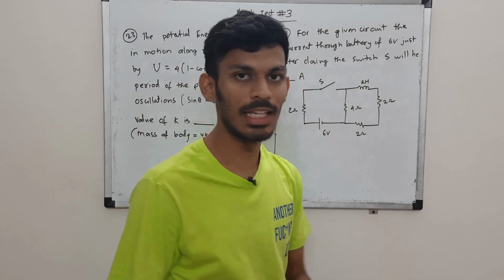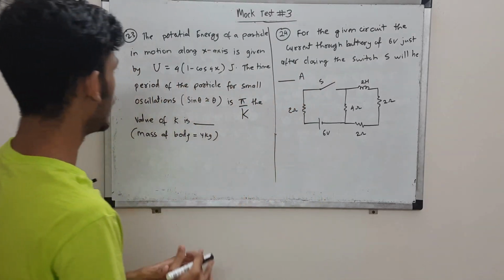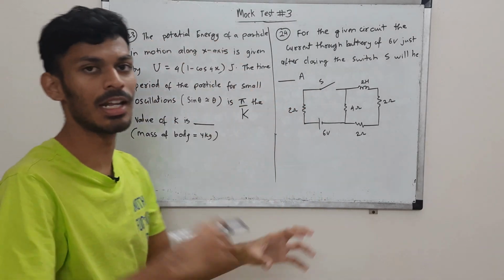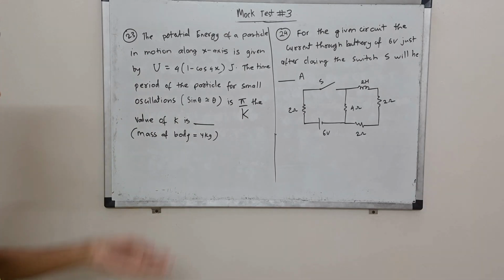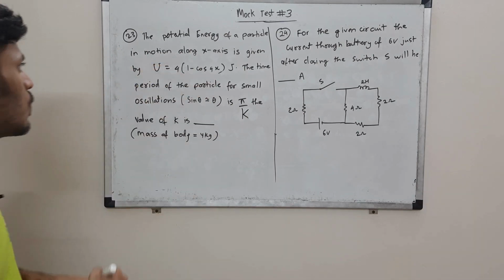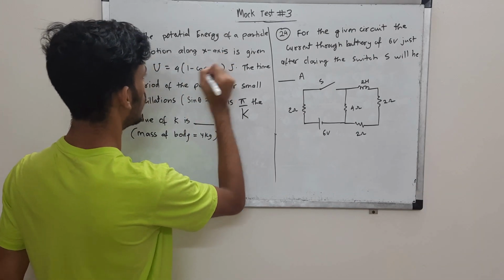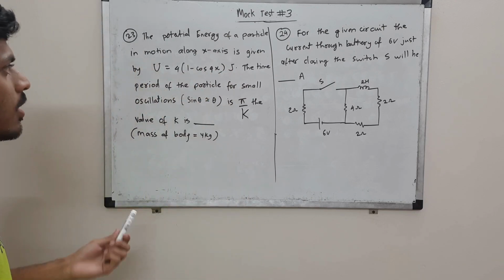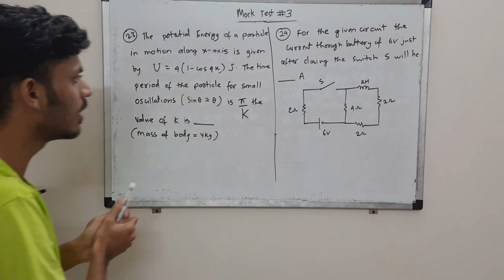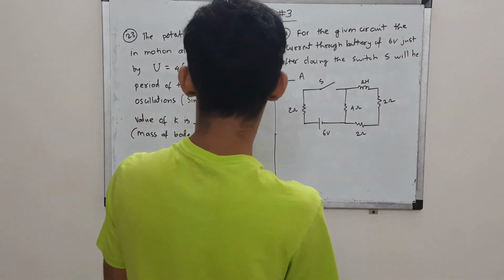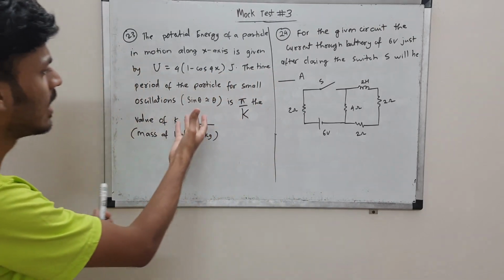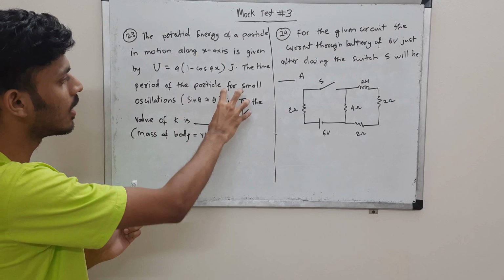Coming to question 23 and 24 over here. In question 23 we are given the potential energy of a particle which is moving along the x-axis. It is given as 4 times (1 minus cos 4x) in joules, and the time period for small oscillations performed by this particle, where sin theta is approximately equal to theta, is pi by k.